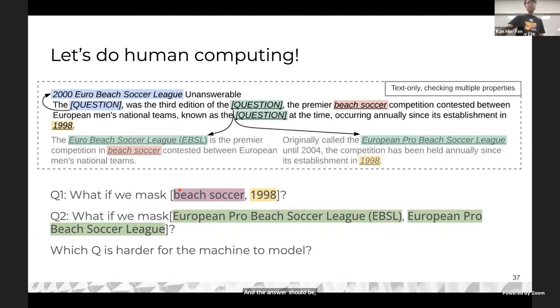So in essence, if we mask these two tokens out, it is performing two single-hop QAs, because the two QAs are not intersected. For example, when we are retrieving 1998 from the second evidence, we don't necessarily need evidence from the first answer, which is beach soccer. So do you think it's still the case for Q2? If we mask EBSL out simultaneously, what is required to recover it? Does anyone else want to give an answer? Let's simulate the thinking in our human minds. If we are going to do this task, what shall we do?